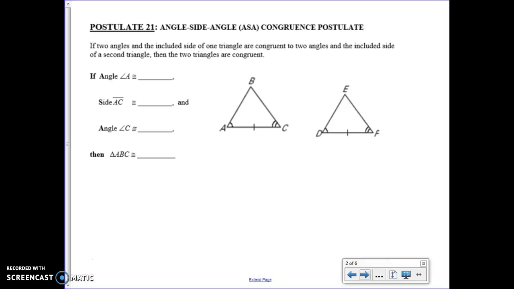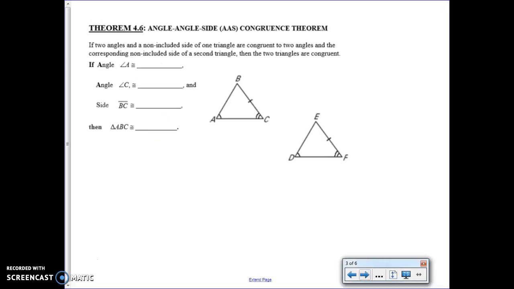Notice those two angle marks on angle A and angle C. The side between those makes this angle, side, angle. So if we're matching these up, angle A matches up with angle D. Side AC matches up with side DF. And angle C matches up with angle F. Then we know that triangle ABC is congruent to triangle DEF. So angle, side, angle is where the side falls between the two angles.